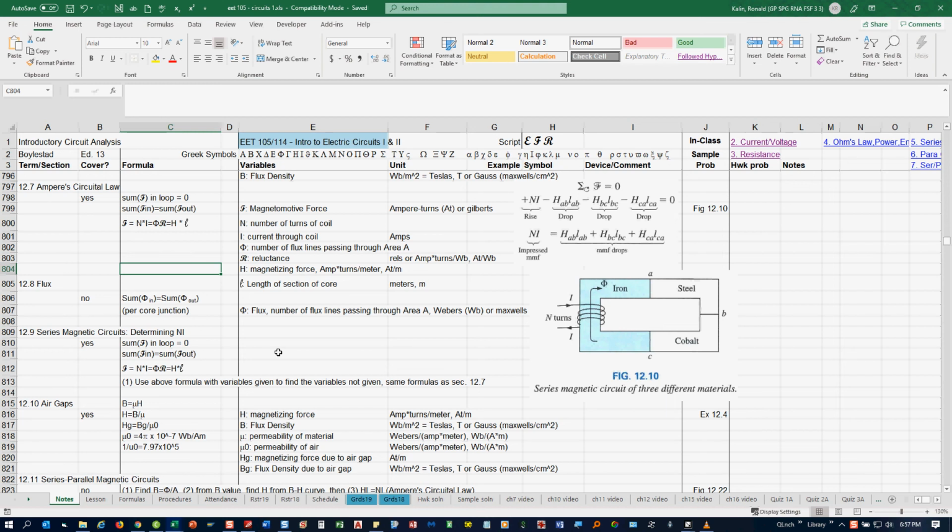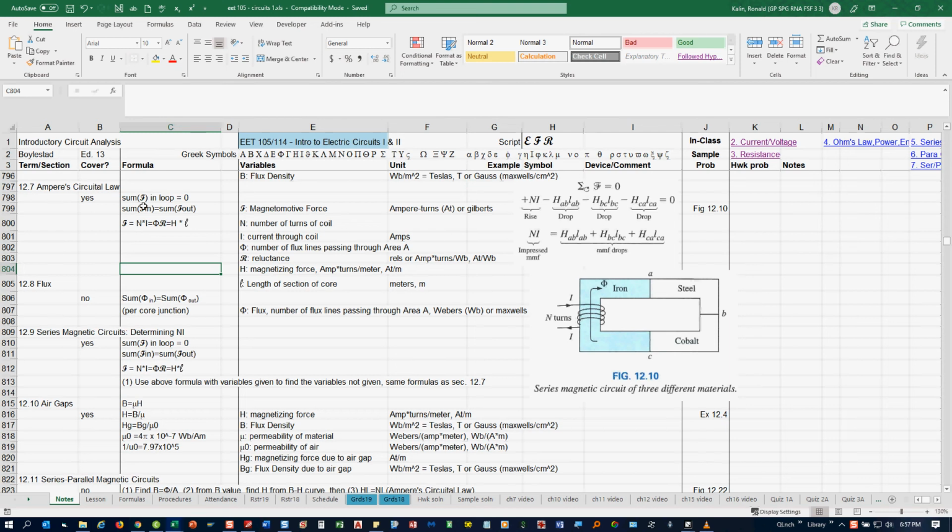EET105, chapter 12, section 7, Ampere's circuital law. The corollary to this is KVL, Kirchhoff's voltage law, which says the sum of the voltages in the loop equals zero. This is the sum of the magnetomotive forces in the loop equals zero, which is in ampere turns or Gilbert.